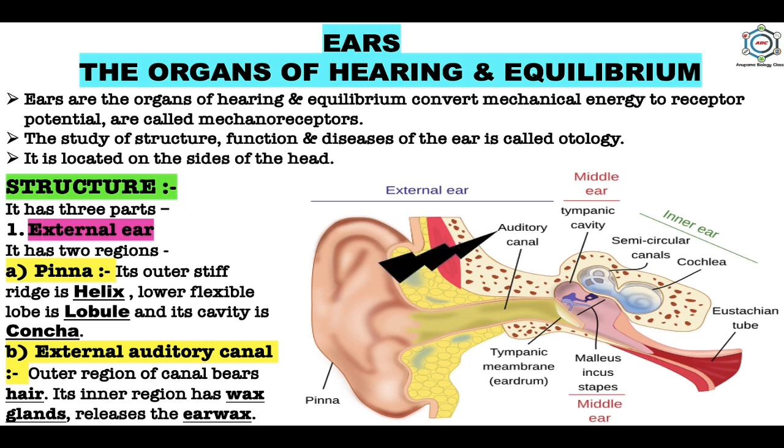This is the auditory canal. In the picture, you can see the structure, which is an S-shaped tube leading inward from the pinna. And this is the tympanic membrane, that is eardrum. This tympanic membrane is a thin, oval, tightly stretched membrane closing the external auditory canal internally.